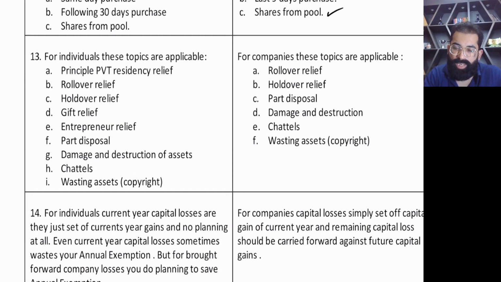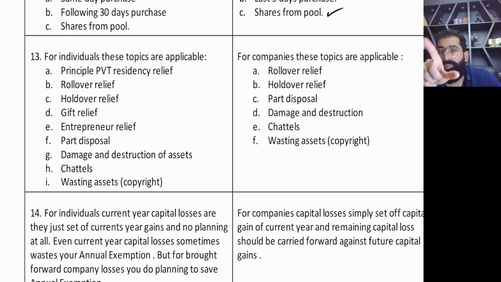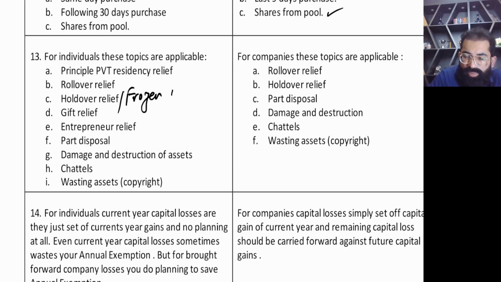Then as far as CGT is concerned, all these topics are included in individual CGT. Principal private residence relief is only for individuals, not for companies. Rollover relief is there in both. Holdover relief means frozen gains. Frozen gains are available for both, but gift relief is only available for individuals. There is no gift relief for companies, because for gift relief there should be family members, human beings.